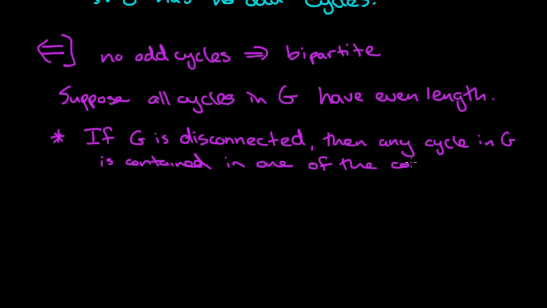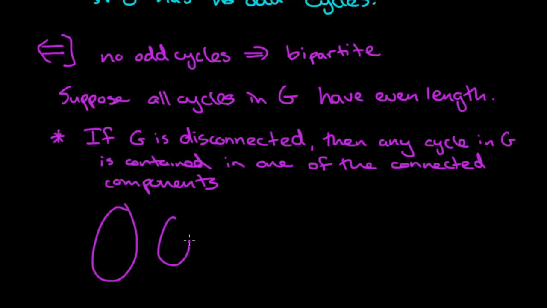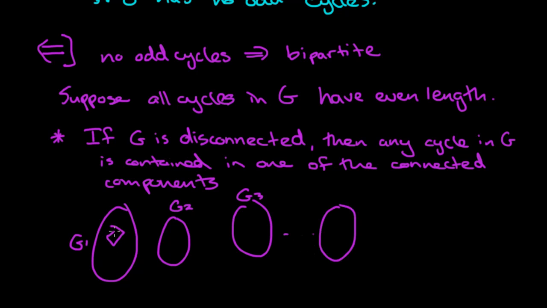One of the connected components. So for example, if G consists of a bunch of different components like this, maybe this is going to be a component G1 and G2 and G3, and maybe there's a bunch of them. All of these components are connected. Well, then any cycle in the whole graph has to be contained in one of these. So there's some cycle and there's another cycle. But each cycle has to be within one of the connected components.